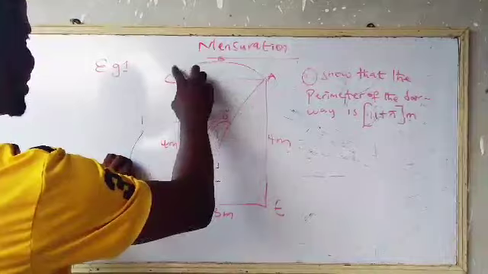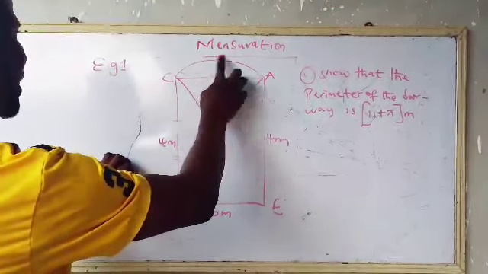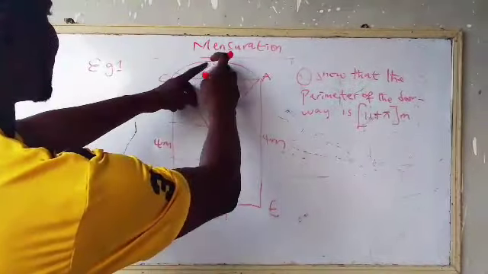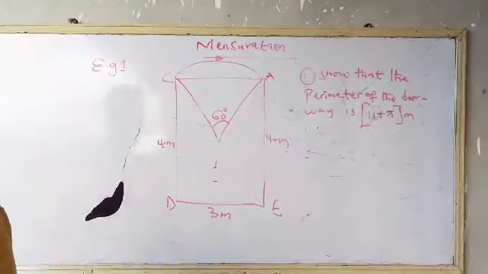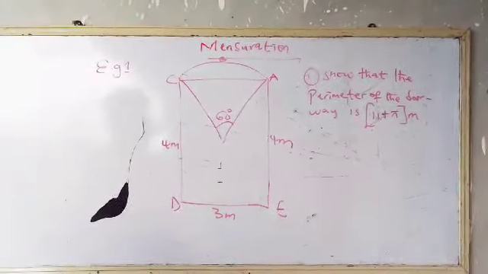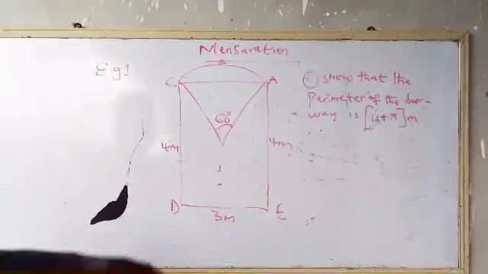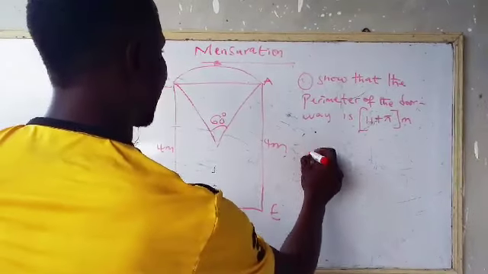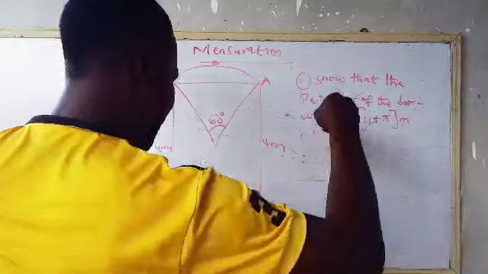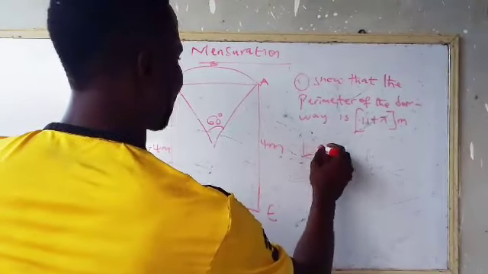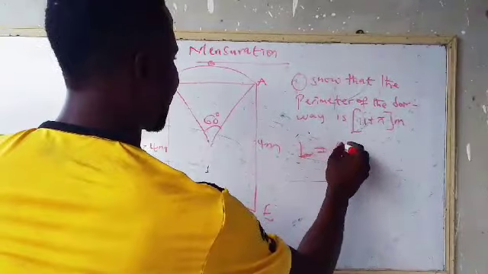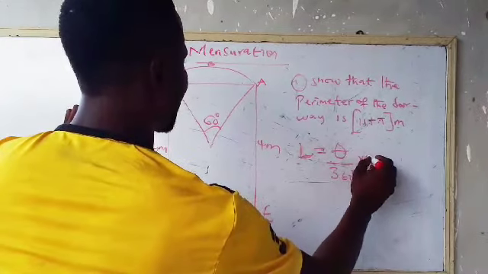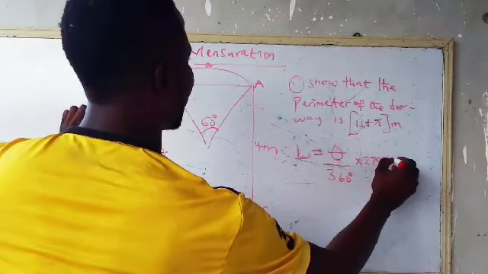But we don't know AC. We don't know the length of this arc. So what we are going to do is take advantage of this angle to find this arc. If you go to the topic that talks about length of arc, you will know the methodology we use to find the length of an arc. Remember, the length of an arc is given by theta, that's the angle of the arc, over 360 degrees times 2 pi r.